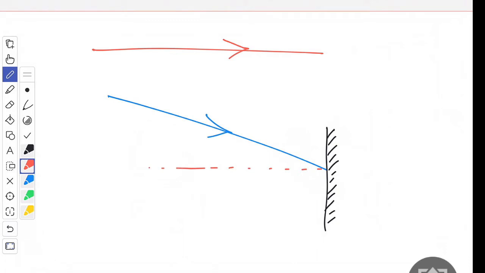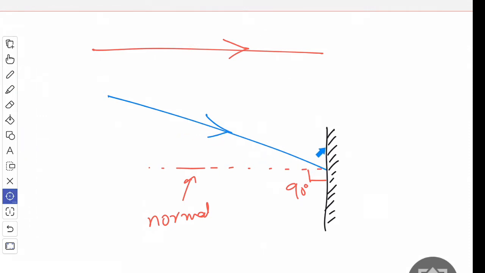This line that I'm drawing is called normal. Why is it called normal? This line is perpendicular to the mirror. So this angle is 90 degrees. When you have a line which makes 90 degrees with any particular surface, we call it normal. So this is called normal. Now the question is, what happens to this particular ray when it hits this surface?